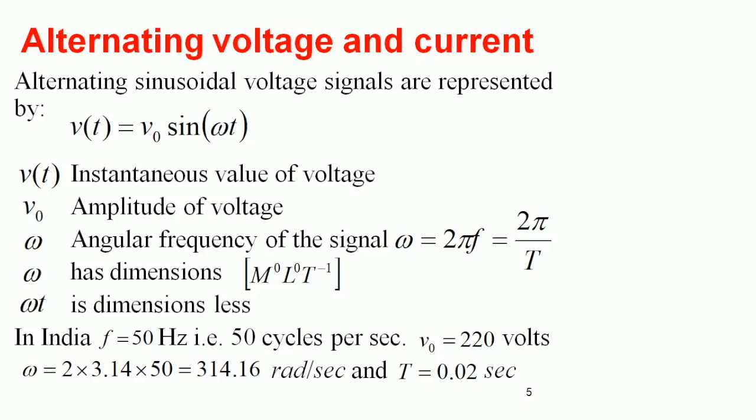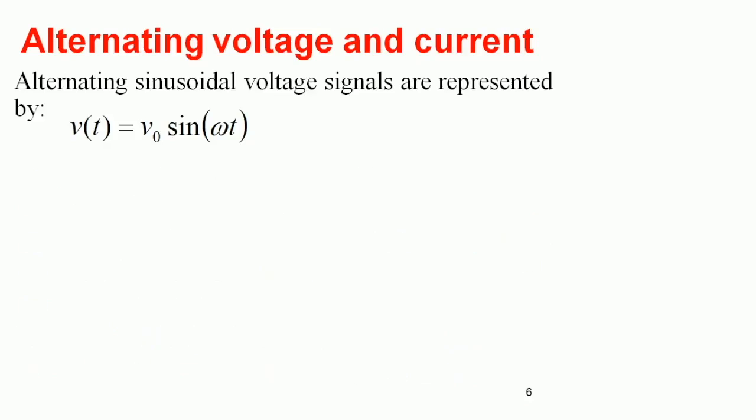So omega, which is equal to 2 pi f, we can write as 314.16 radians per second, and the time period, which is the reciprocal of frequency, 1 by 50, we can have 0.02 seconds. It means that one complete cycle is described in the time 0.02 seconds.